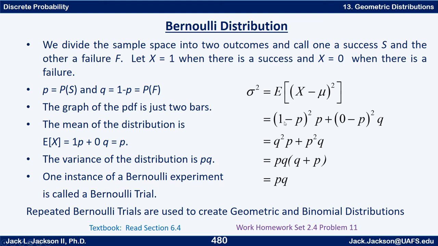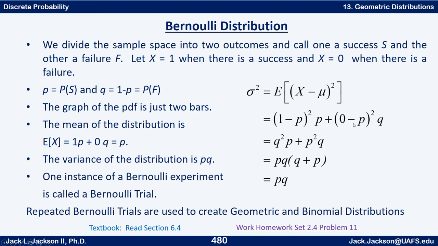So x is 1, then the mu is p. We just figured that out. So it's 1 minus p squared times the probability that x is 1, which is p, plus put in x is 0. So 0 minus p squared times the probability that x is 0, which is q.